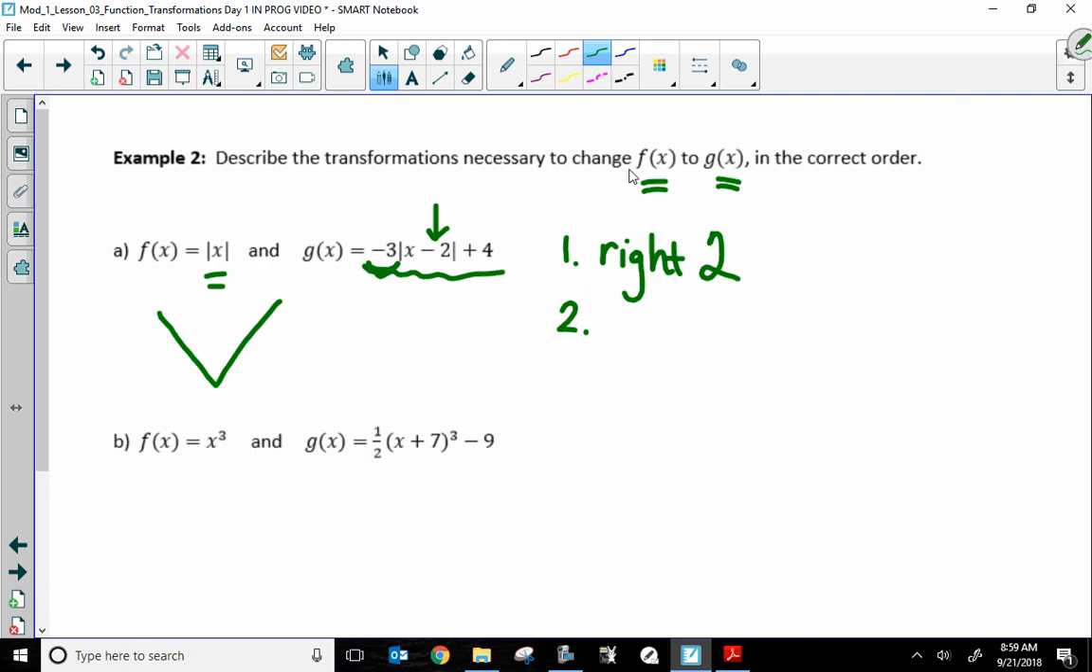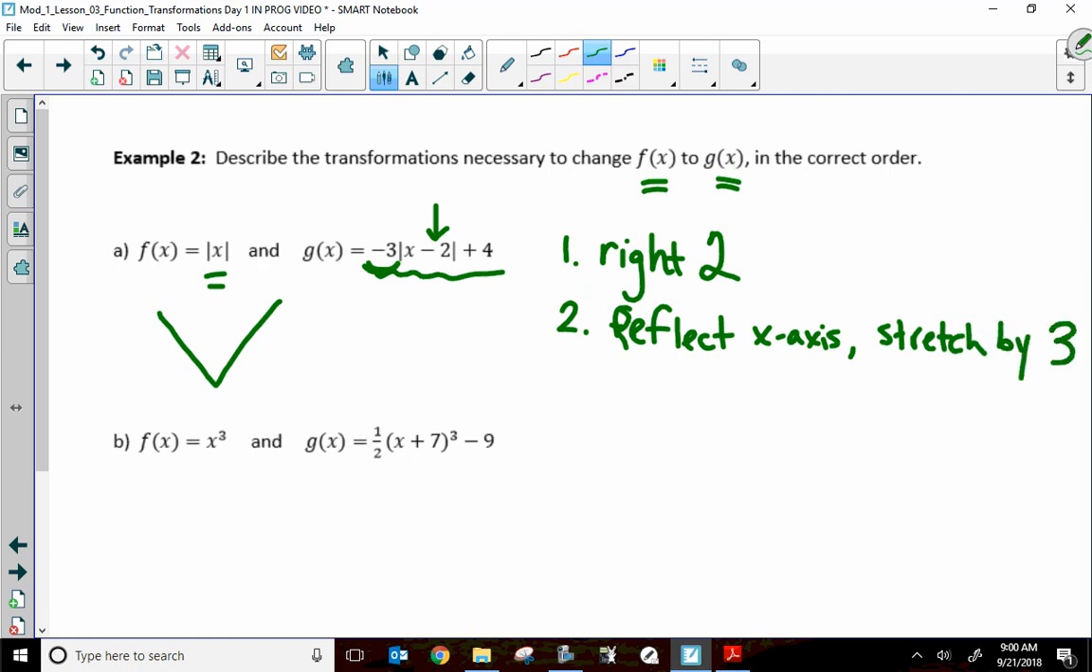I'm negating the whole thing, not just the x, because that negative is going to get distributed. So that tells me I'm going to not only flip, I should say reflect, over the x-axis, and that 3 tells me that there is a stretch by a factor of 3. Stretch by a factor of 3. And lastly is my up or down movement. It's up 4.